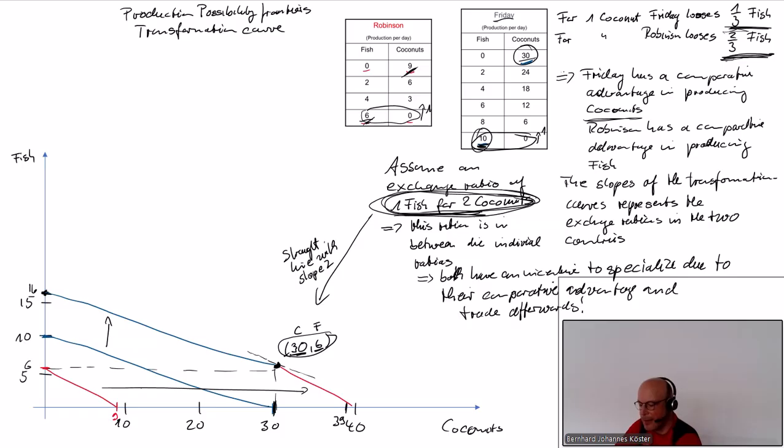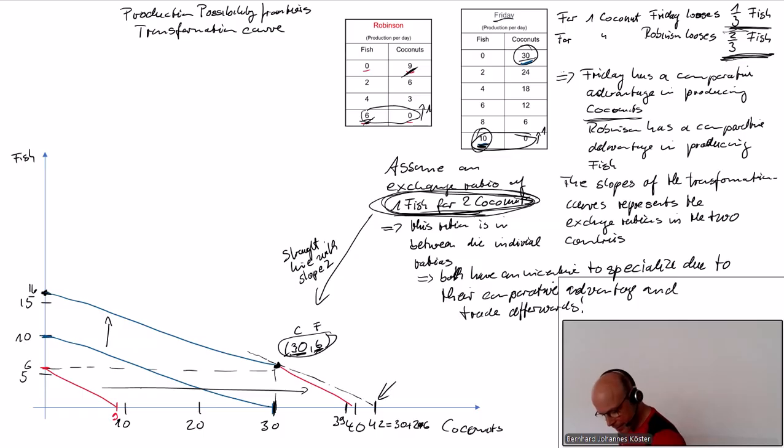I have to pay 2 coconuts for 1 fish, and I have 6 fish. So 12, of course. The value in coconuts of these 6 is 12. So the outcome here would be 30 plus 12 is 42, that is 2 times 6.